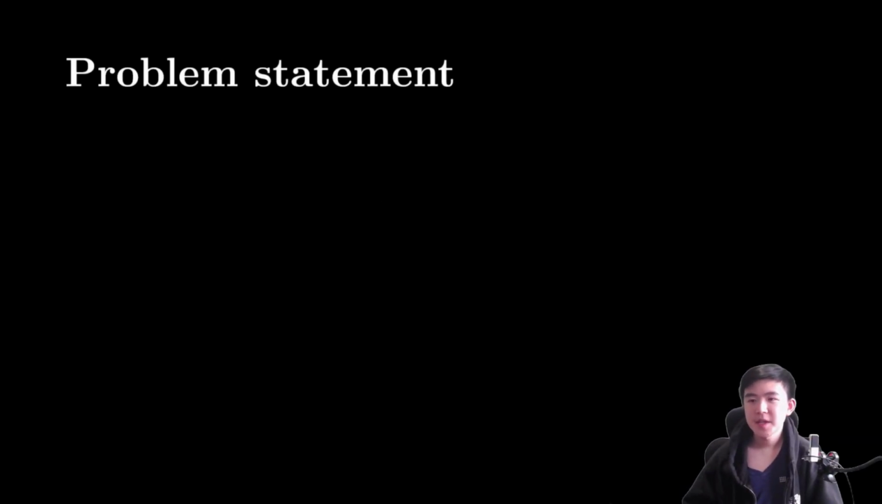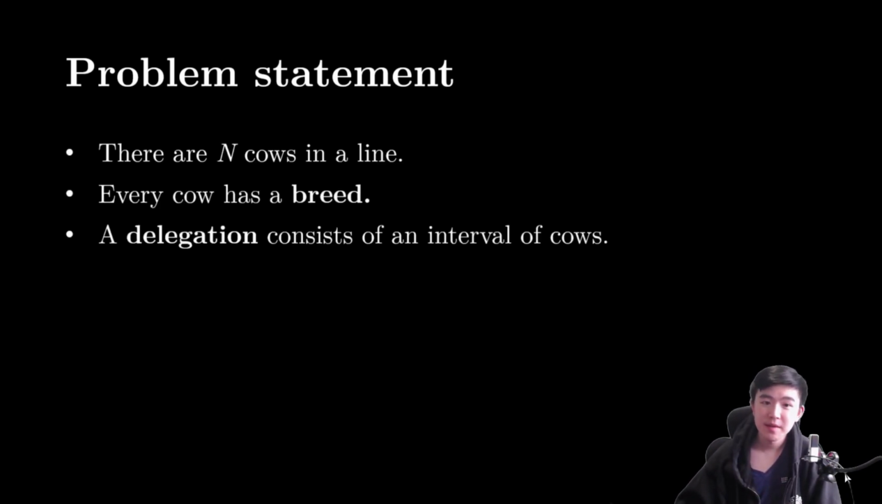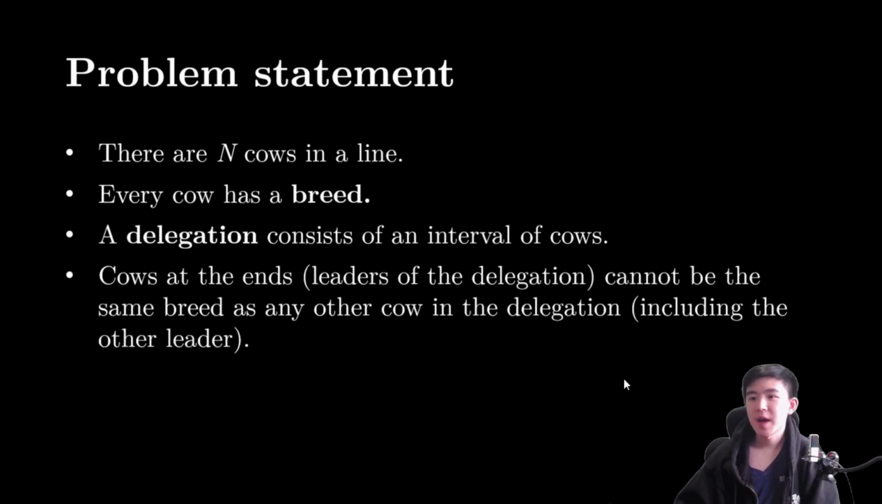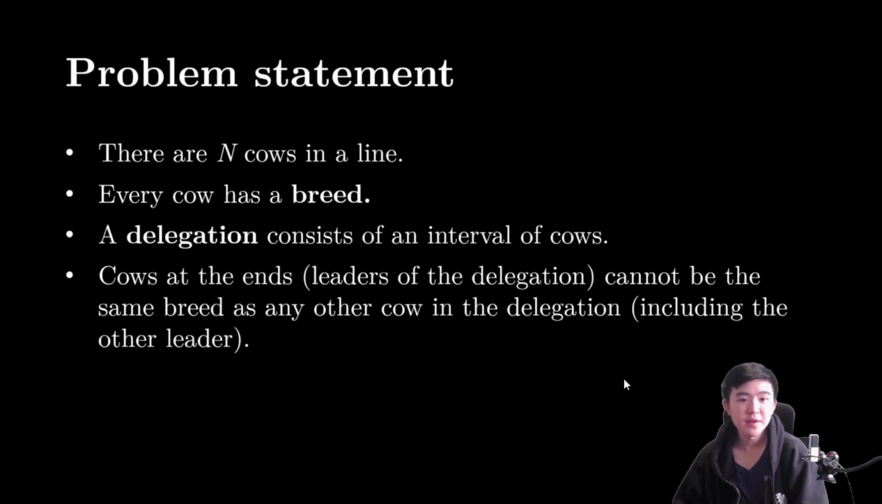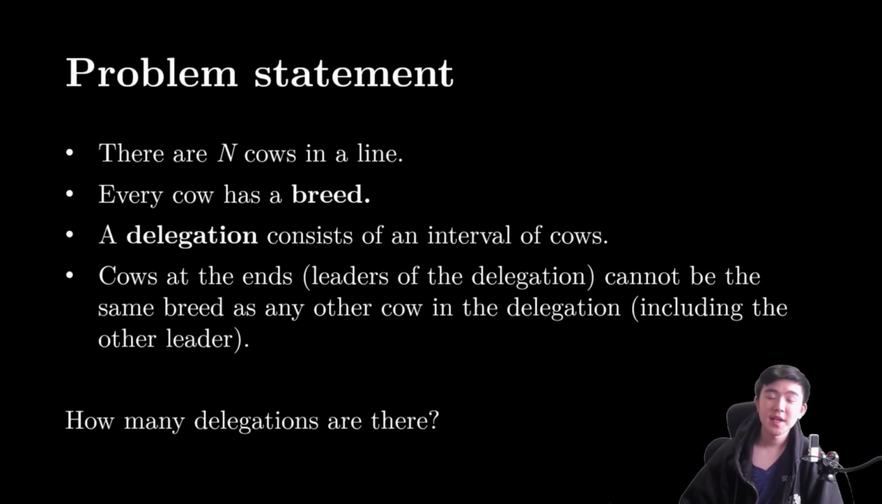Alright. So, the problem statement. There are n cows in a line, and every cow has a breed. A delegation consists of an interval of cows. Cows at the end of the delegation are called leaders, and they cannot be the same breed as any other cow in the delegation, including the other leader. So the question is, how many delegations are there?